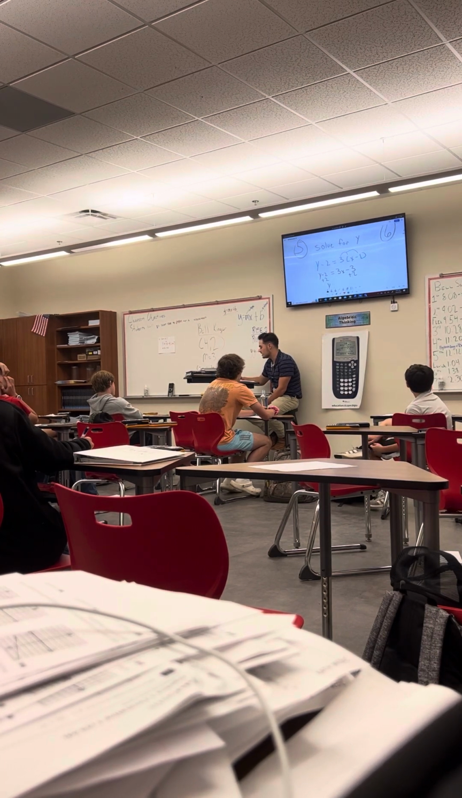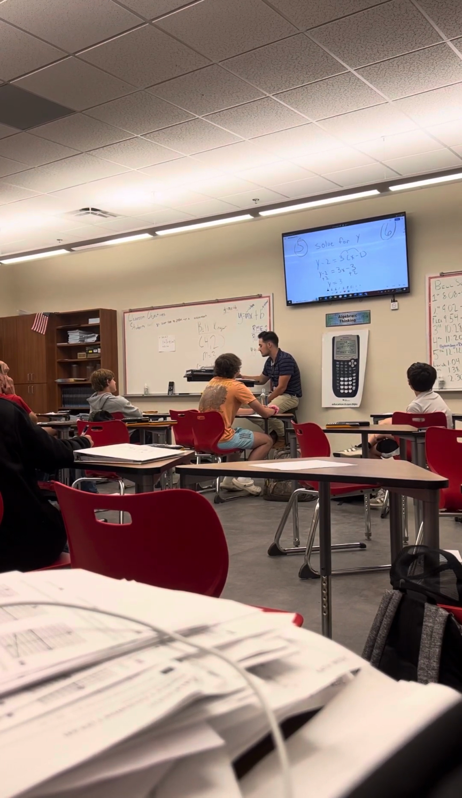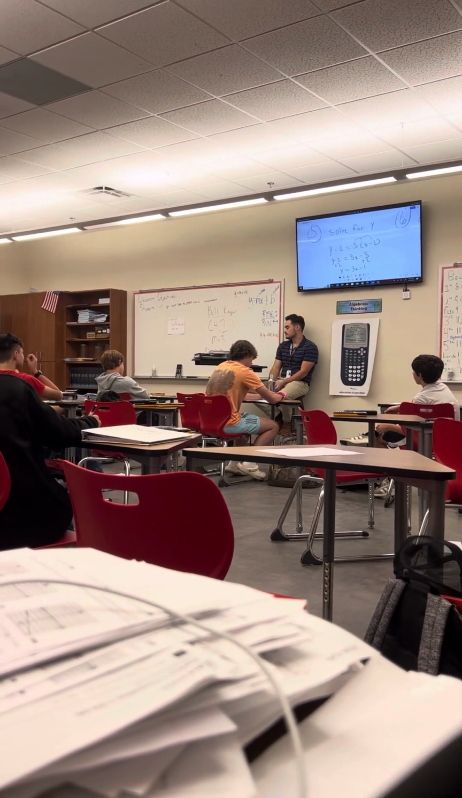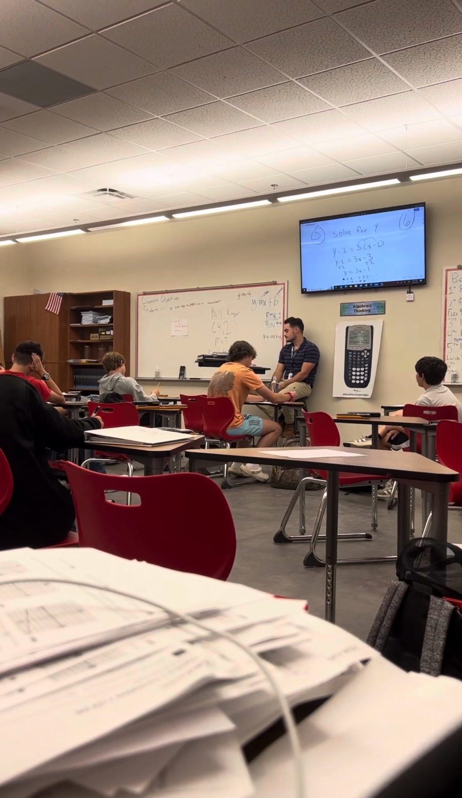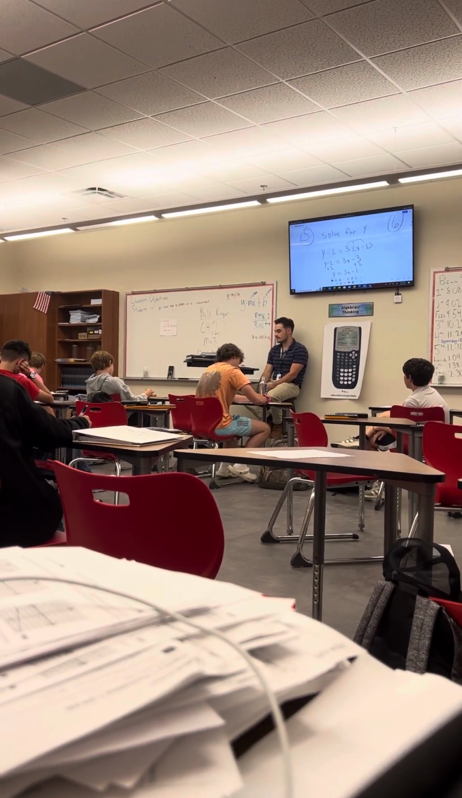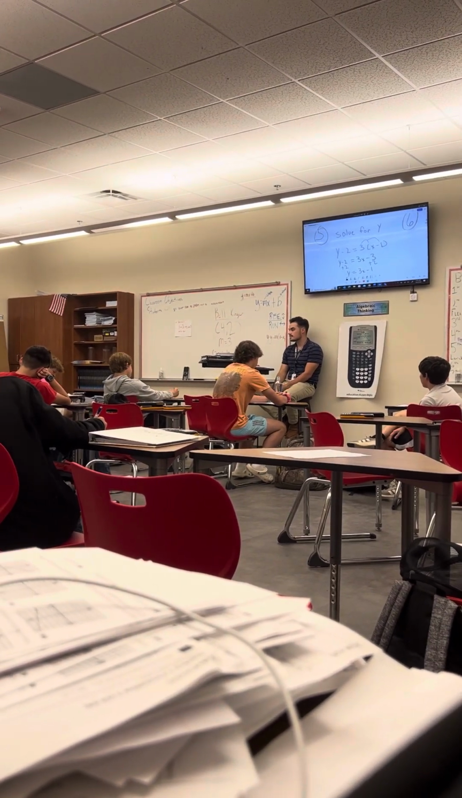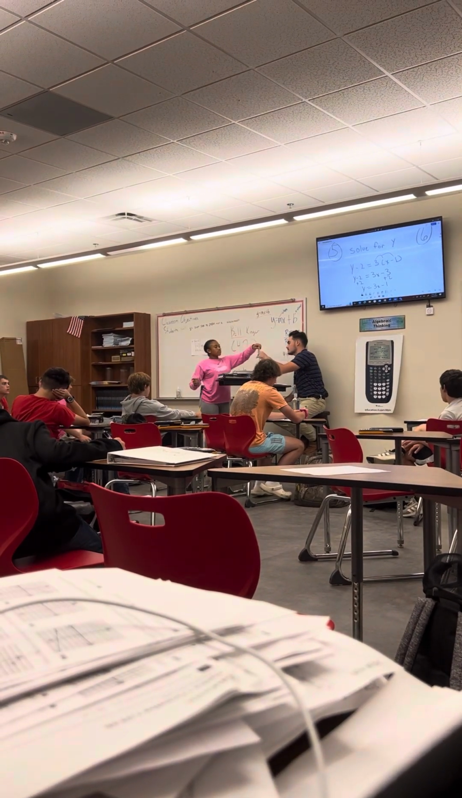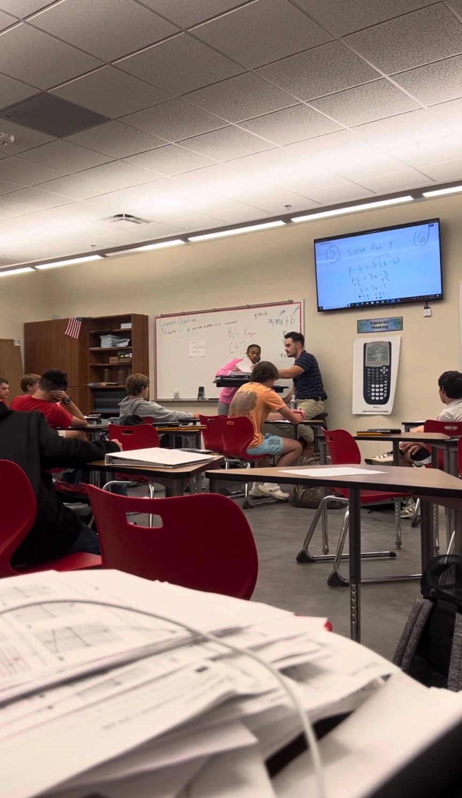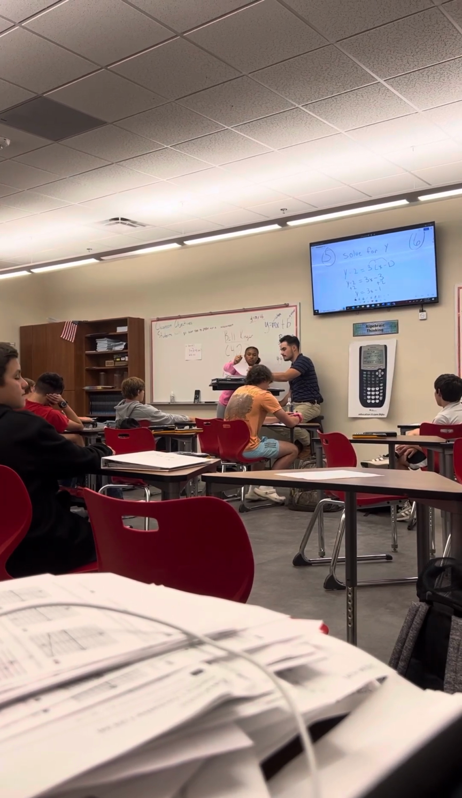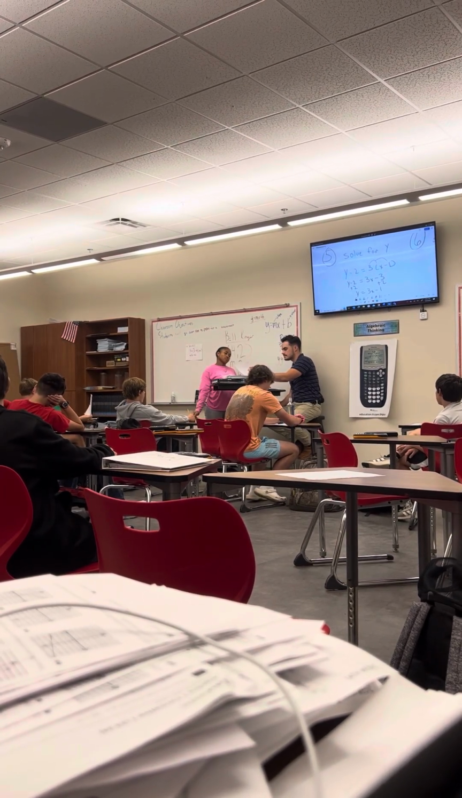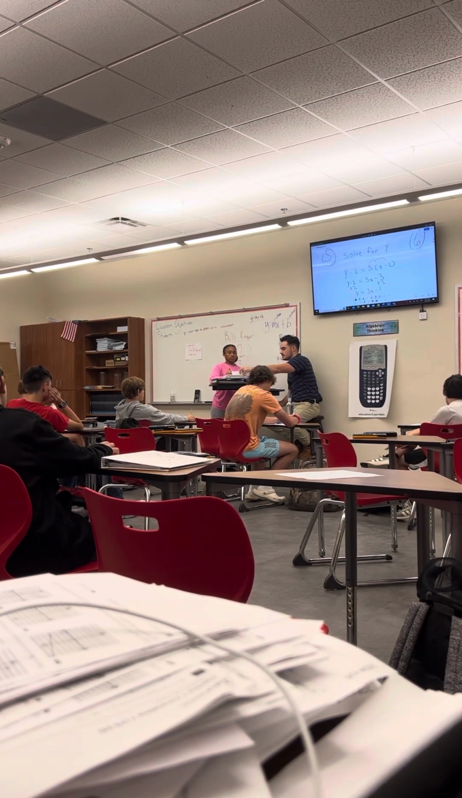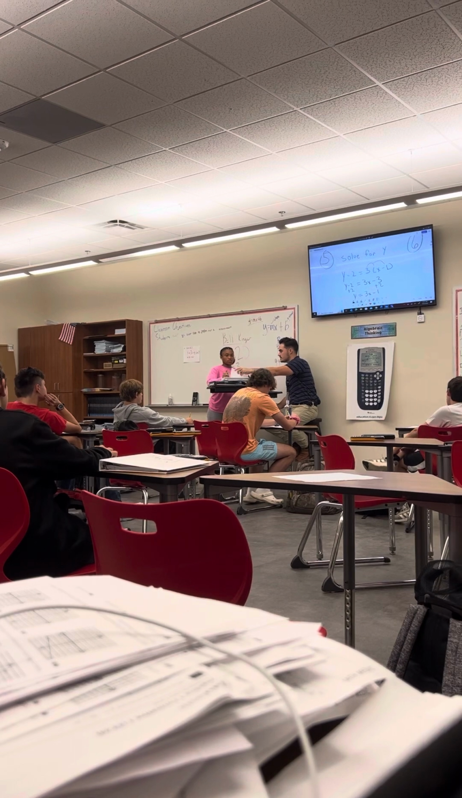Okay, so now we got y equals 3x minus 1. Yeah, because what you did here is you made that a 2, but it would have been a 3, and then you would have added 2.